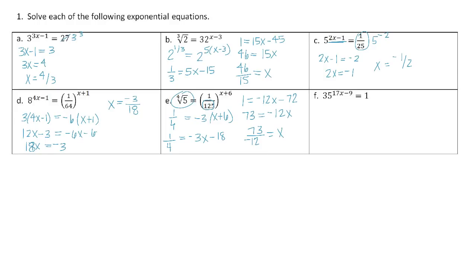All right, and then for f, if the right side becomes a 1, then this exponent must be equal to 0. And so solving this, x is going to be 9 over 17.